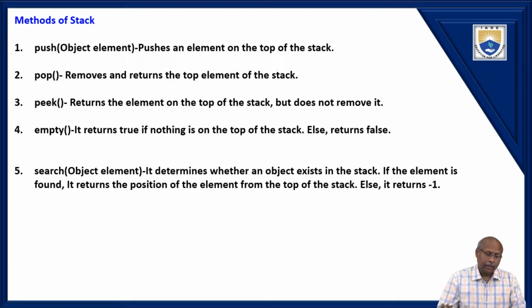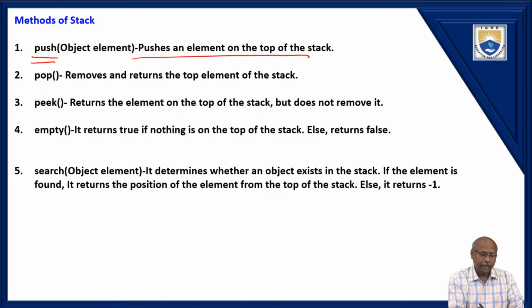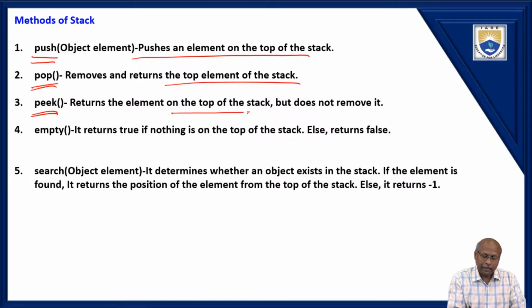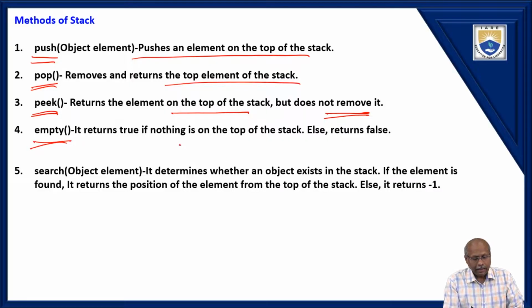And what are the operations? We have discussed the push operation already, which means pushing an element to the top of the stack. Next, the pop operation removes the top element of the stack. Then peek returns the top of the stack, but it will not remove it. It will just tell you what element is there. It returns the value, but does not remove it from the stack. Similarly, the empty method returns true if nothing is there. If it is empty, it returns true; otherwise, it returns false.